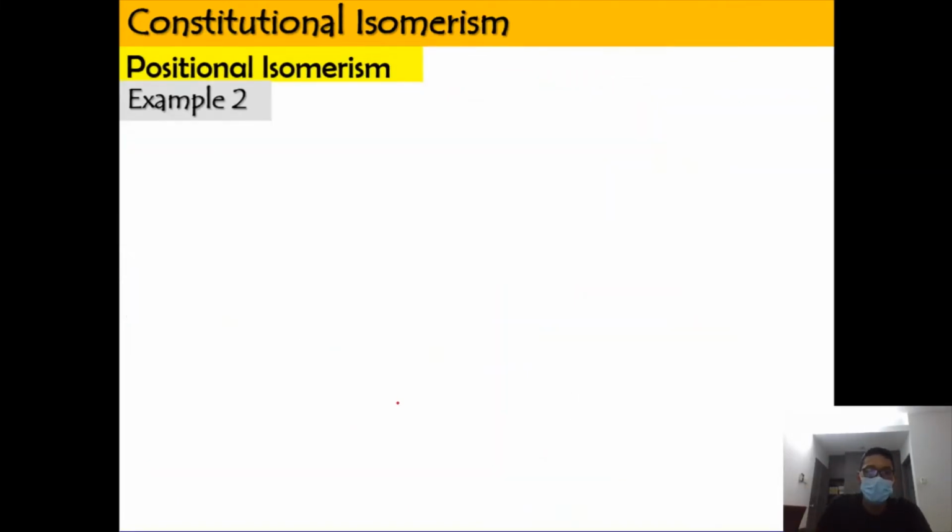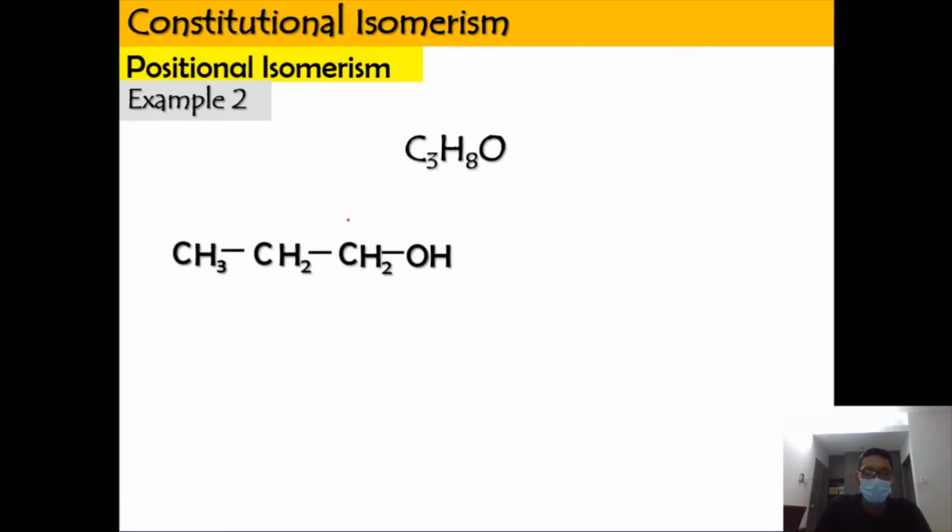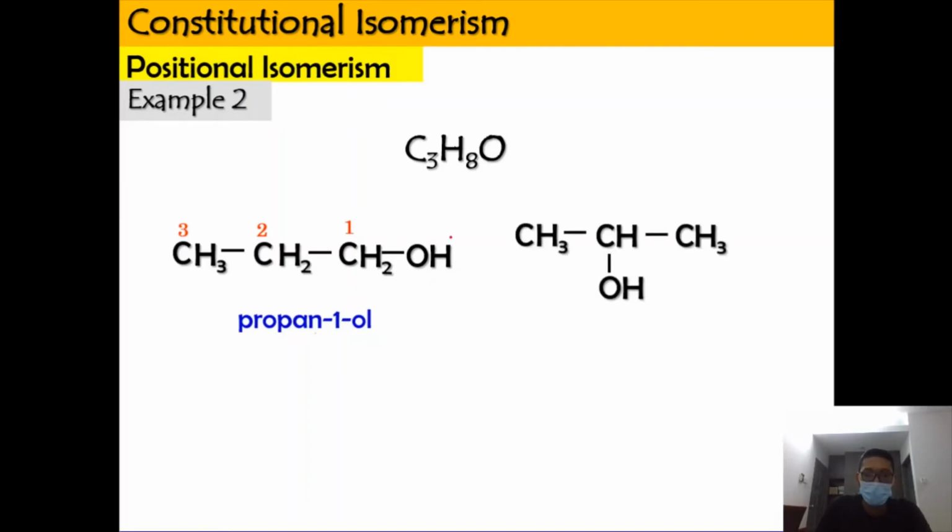For positional isomerism, example number 2, we have C3H8O. Okay, so the first species that you can draw is CH3, CH2, CH2OH, which is numbered 1, 2, and 3. So this is known as 1-propanol or propan-1-ol. Or you can bring the OH into number 2 here. So it's going to be propan-2-ol.